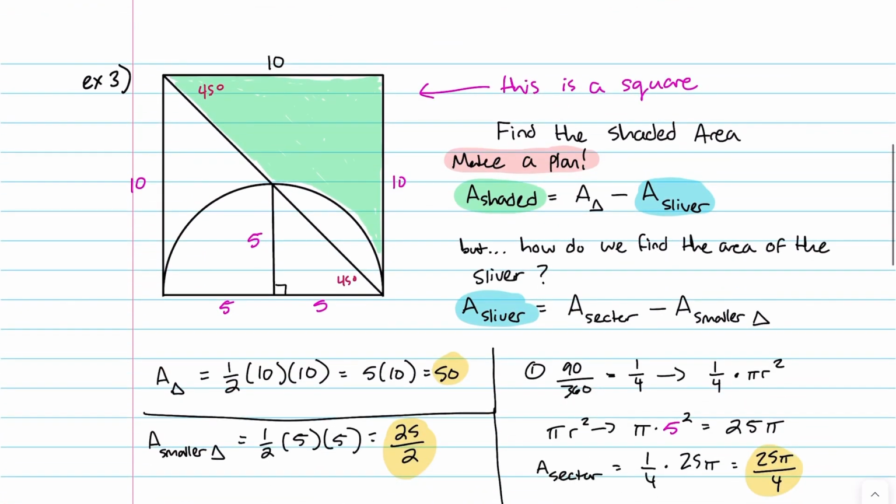Now the last example is probably, the math itself isn't hard, it's just the plan in the beginning is kind of difficult to make.